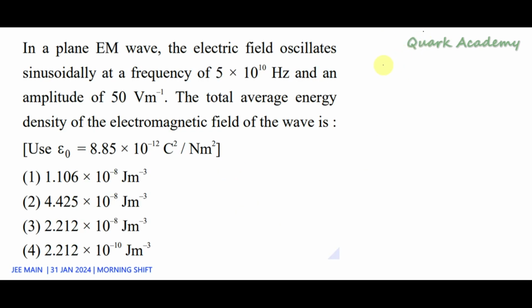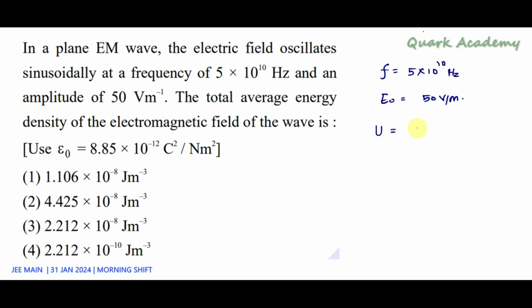In a plane electromagnetic wave, electric field oscillates at a frequency of 5 into 10 power 10 Hertz. So frequency of the electric field is given, 5 into 10 power 10 Hertz, and its amplitude is given, let it be E0, that is 50 volt per meter. We need to calculate the energy density.